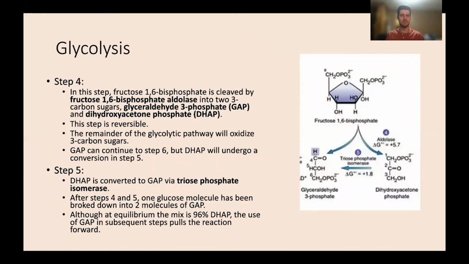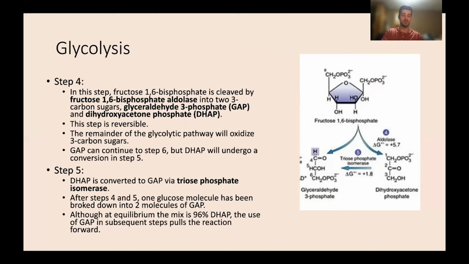So in step 4, fructose 1,6-bisphosphate is cleaved by fructose 1,6-bisphosphate aldolase. The names of the enzymes aren't super important. It's just important to follow the general structure of what's happening to the molecules in each step. So in this step, we're turning them into 2 3-carbon sugars. So we're finally breaking those 6 carbons apart. And we are left with glyceraldehyde 3-phosphate, which is also known as GAP, and dihydroxyacetone phosphate, or DHAP.